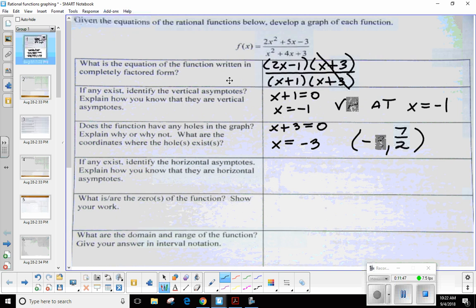All right, good. Anybody confused on anything we've done so far? Basically very similar to our sign charts, right? That's why I like to go ahead and start with those. Now, if any exist, identify the horizontal asymptotes. Okay, so basically, will this have a horizontal or will it have a slant? Do you guys remember what we called the slant asymptotes? Oblique. So what do you think, horizontal or oblique?